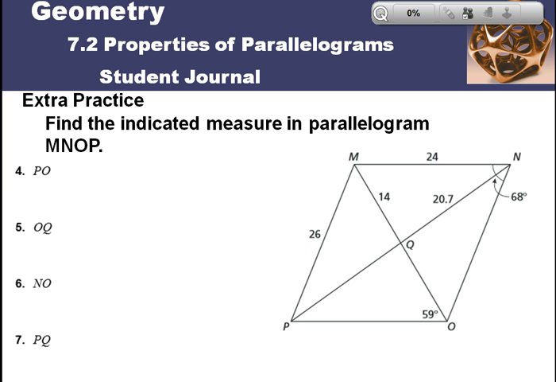Next slide. So here we have a new parallelogram. That's MNOP, and we have some measures. And again, all of you should have this in your books, so you don't need to copy it, but maybe I'll give you a minute or 30 seconds or so for those of you that didn't bring it to go ahead and draw it really quick.